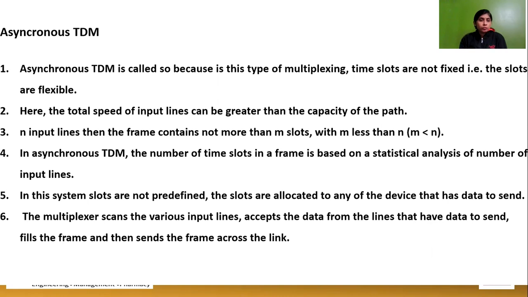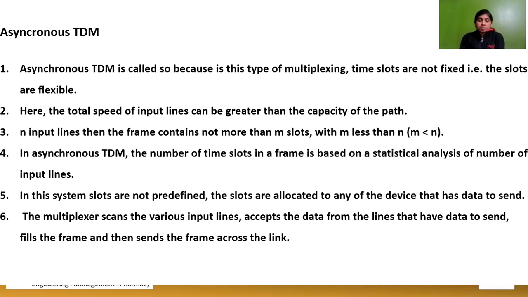The total speed of input lines can be greater than the capacity of the path. With n input lines, the frame contains not more than m slots, with m less than n. The number of time slots in a frame is based on statistical analysis of the number of input lines. These slots are not predefined. They are allocated to any device that has data to send. The empty slots are not sent, unlike in synchronous time division multiplexing.